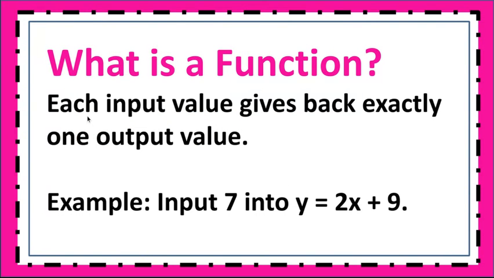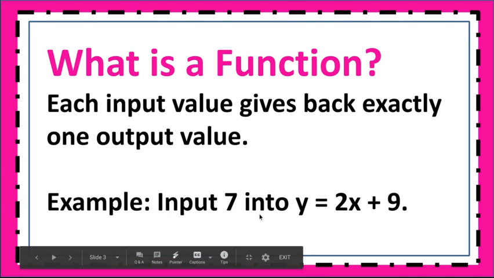So what we're going to be doing is substituting input values into function rules, and you get back exactly one output value. When I input a number into a function rule or an equation, I'm only ever going to get back exactly one output value. In this case, we're being asked to input 7 into the function rule y equals 2x plus 9.